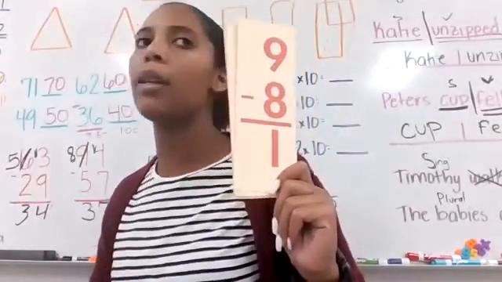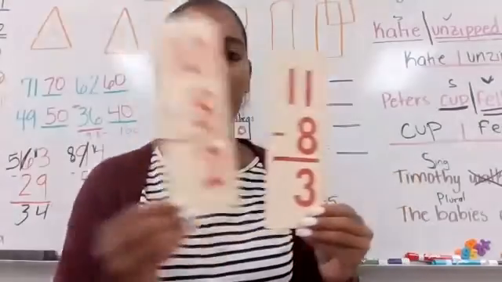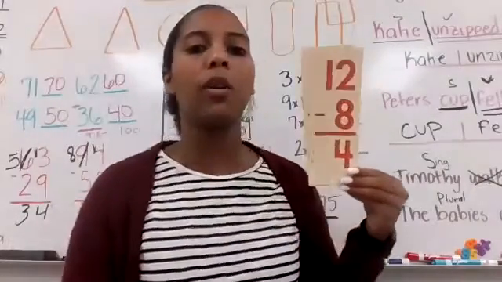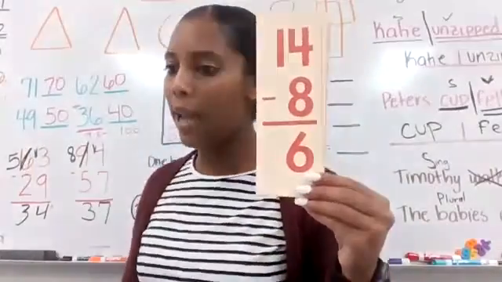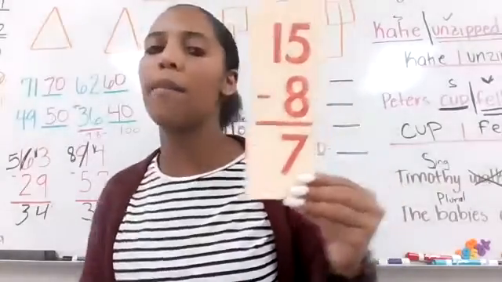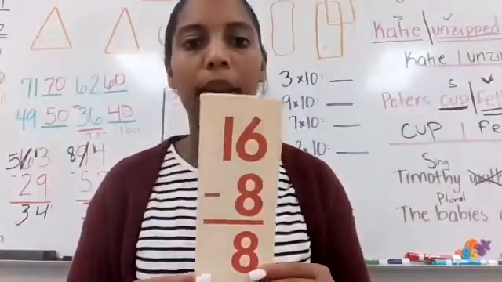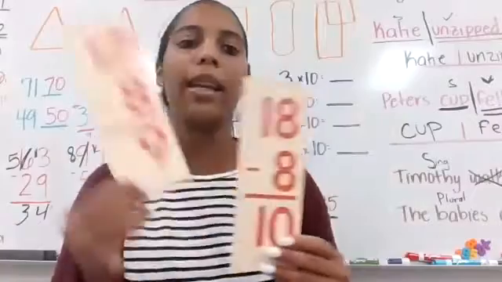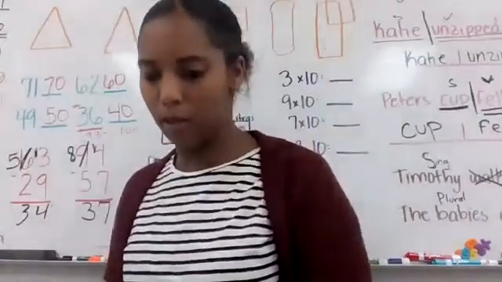9 minus 8 equals 1. 10 minus 8, I know I'm showing the answer, equals 2. 11 minus 8 equals 3. 12 minus 8 equals 4. 14 minus 8 equals 6. 15 minus 8 equals 7. 16 minus 8 equals 8. 17 minus 8 equals 9. And 18 minus 8 equals 10. Awesome.